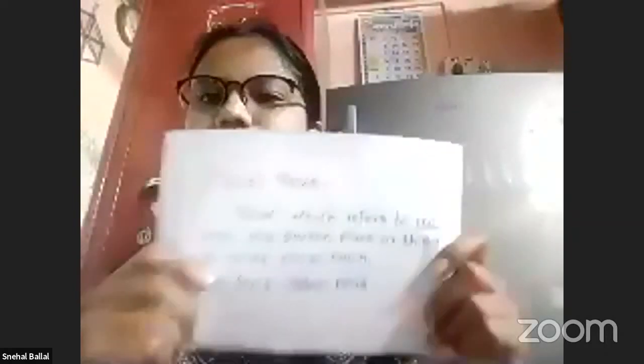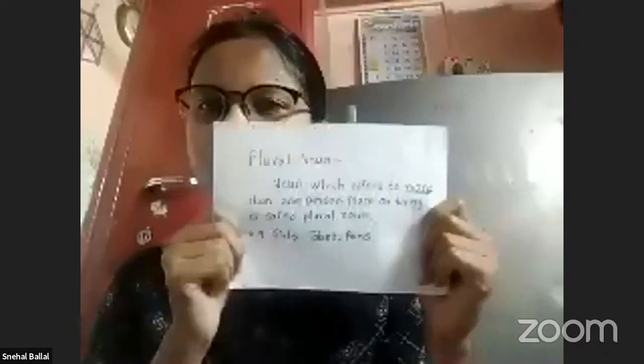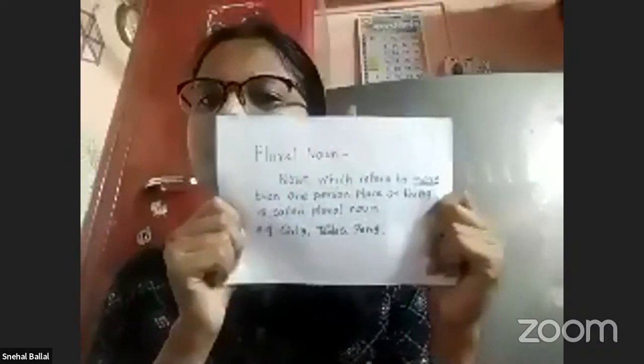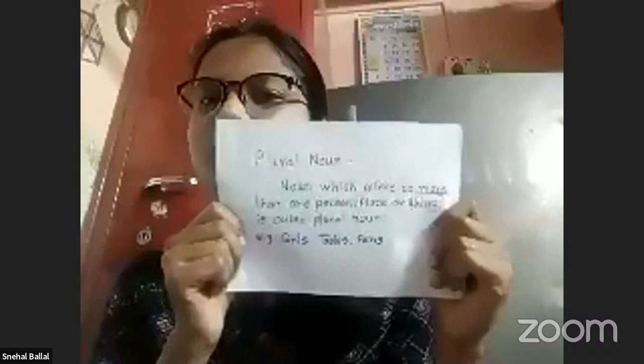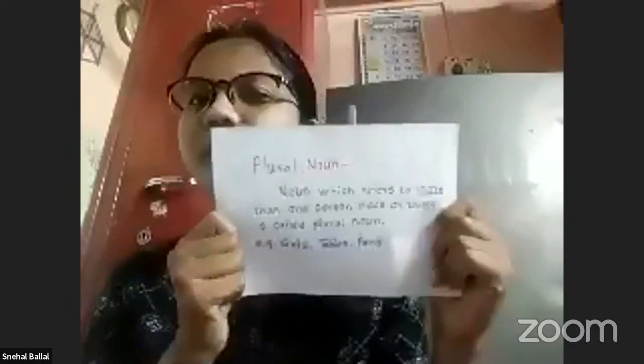Now, what is meant by plural noun? We are going to learn plural noun also. Noun which refers to more than one person, place, animal or thing is called plural noun. More than one is plural. Okay. See. Plural noun. For example, girls, tables and pens. We add S at the end of the word while forming the plural noun. Okay?